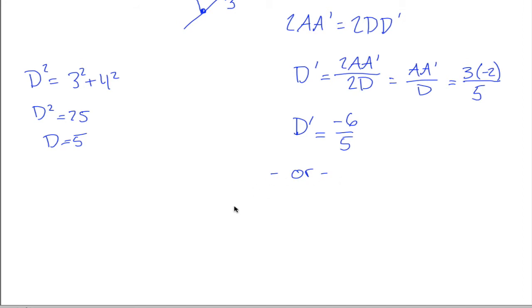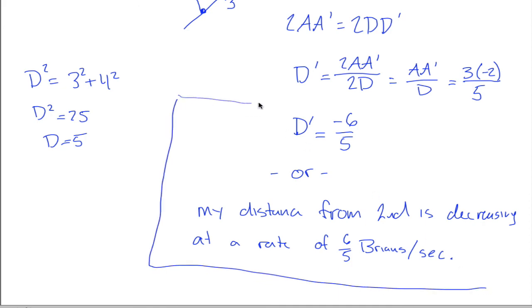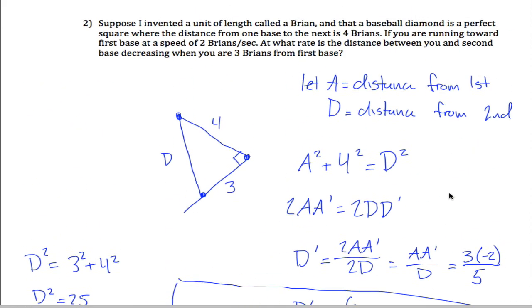Or, really what I'm saying is that my distance from second is decreasing at a rate of -6, or I guess if it's decreasing, this is positive, at a rate of 6/5 Bryans per second. Either of these, totally fine. So I'll put a big box around both of them. Call it good. Call it the end of this quiz.